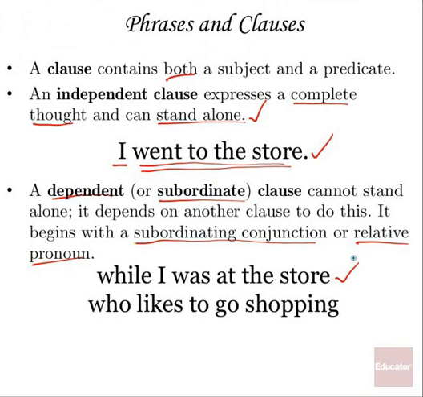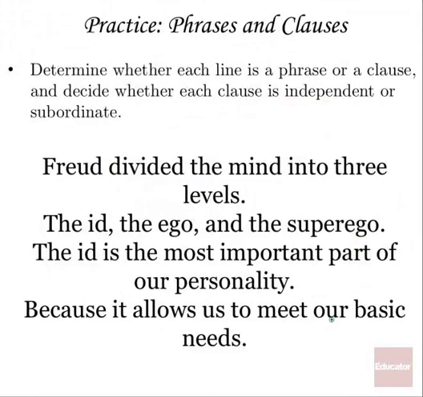Well, that could be part of a grammatical sentence, but you can't just walk up to someone on a subway platform and say, while I was at the store. They'll look at you like you're crazy. Ditto if you say, who likes to go shopping? Especially if it's not a question. You're just going to say, who likes to go shopping? It's a fragment. It's kind of random. It's got a subject, who, it's got a predicate, likes to go shopping, but it really doesn't make a lot of sense by itself.